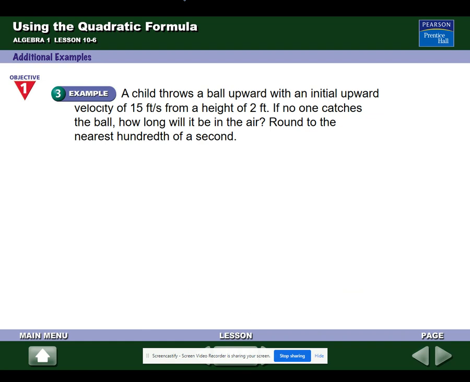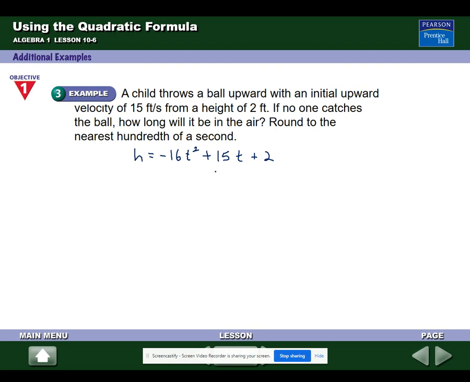A child throws a ball upward with an initial upward velocity of 15 feet per second from a height of 2 feet. If no one catches the ball, how long will it be in the air, rounded to the nearest hundredth of a second? Okay, now reminder that you have this: h equals -16t squared plus the initial velocity, which they gave us, 15t, and then plus the initial height, which is 2.